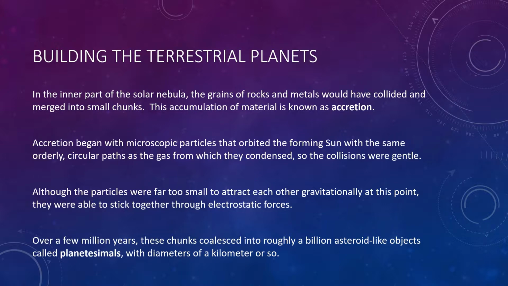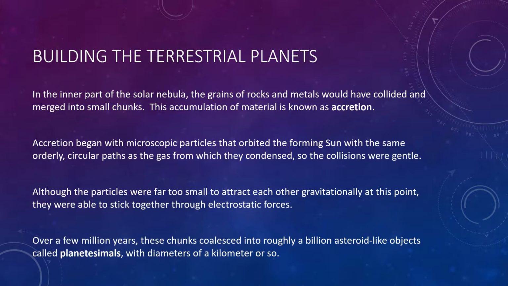The process by which smaller seeds grew into planets is called accretion. So accretion began with the microscopic solid particles that condensed from the gas in the solar nebula, so just tiny little particles. These particles orbited the forming sun with the same orderly circular paths as the gas from which they condensed. Individual particles therefore moved at nearly the same speed as neighboring particles, so collisions were more like gentle touches.